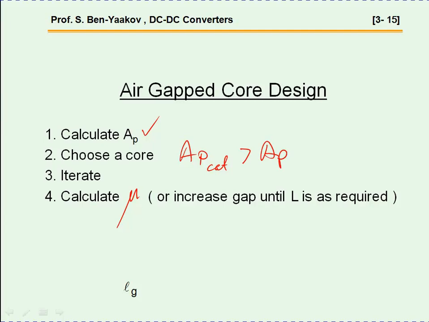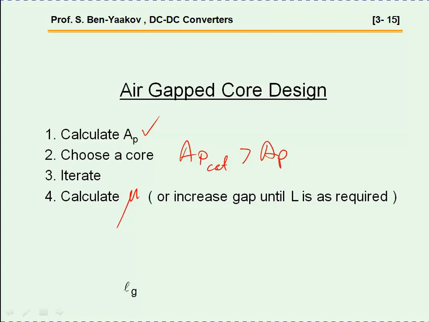Otherwise, the core will go into saturation, or the current in the conductors, in the wires, will be higher than you wanted them to be. Now, once you do this, you calculate everything, and then you may wish to go back and do some iteration, select another core. But basically, once you got a core with an AP which is larger, that's fine. It's going to be okay.